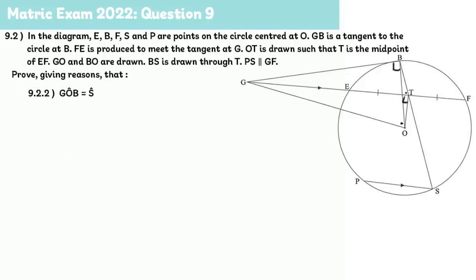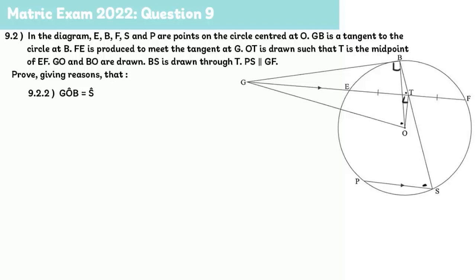In question 9.2.2, we have to prove, giving reasons, that GOB is equal to S. And in the previous one, we already plotted, you can see on the diagram, that certain angles are equal. So we know that GOT is equal to GBT, and the reason is that they are angles in the same segment. So now we just have to figure out how T is equal to S. In other words, we want this angle over here. And we know that GF is parallel to PS, therefore it's corresponding.